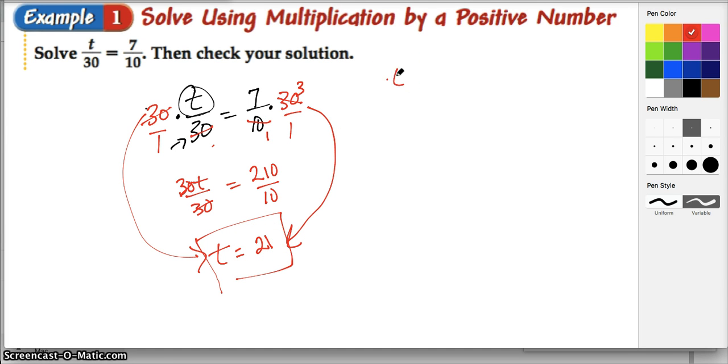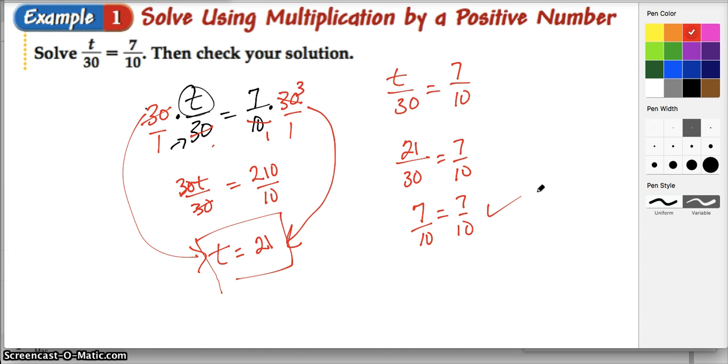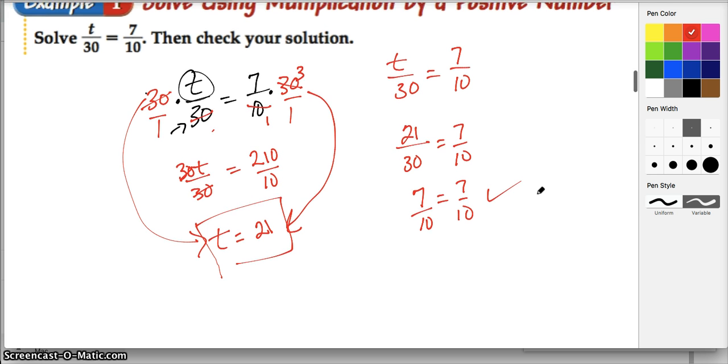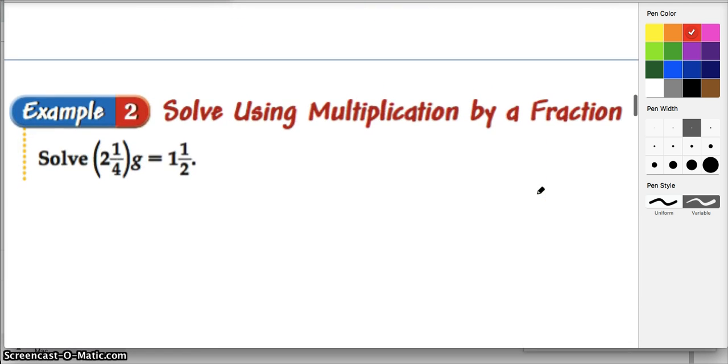We were asked to check this. When we check, it makes good sense to rewrite the problem as it originally was. And then we're going to just simply substitute in our answer to see what we get. And so when I do that, T is replaced by 21. What would I do if I were doing an ordinary problem? I would reduce this. What number goes into 21 and 30? 3. So 21 divided by 3 is 7, and 30 divided by 3 is 10. And woohoo, I see that I've got the same answer on both sides, which tells me that my answer was correct.